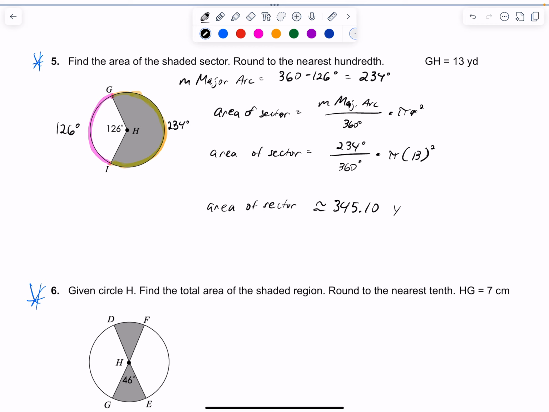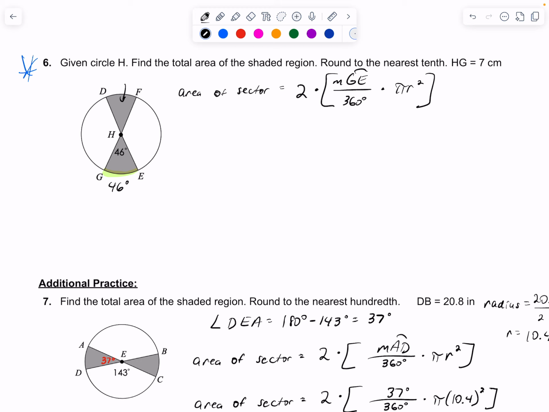Okay, so the area of the shaded sector is, and watch how I do this. So the measure of arc GE out of 360 times pi r squared. But I told you at the end, I want to multiply it all by 2 because I need double that area. Okay? So now when I plug in my info, I'm going to have that 46 degrees out of 360 times pi times, and the radius is 7 centimeters.